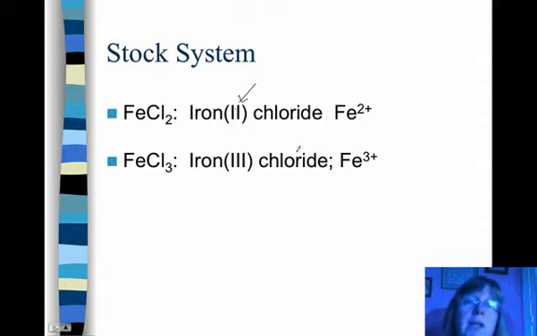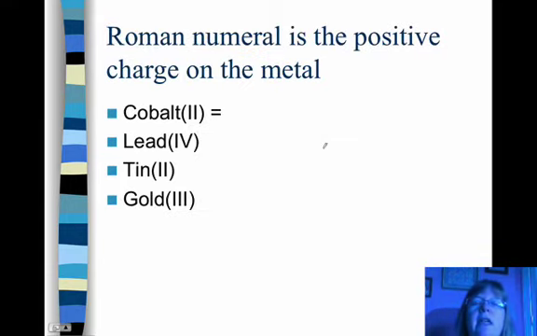But iron is one of those transition metals that can have more than one charge. So here we see it's FeCl3, so clearly the iron doesn't have the same charge, and this is iron(III) chloride, so that 3 in the Roman numerals is the charge on the iron, or it's iron +3. So cobalt(II), okay, again that Roman numeral is the charge on the cobalt. Cobalt(II) has a charge of +2. Lead(IV) is lead with a charge of +4.